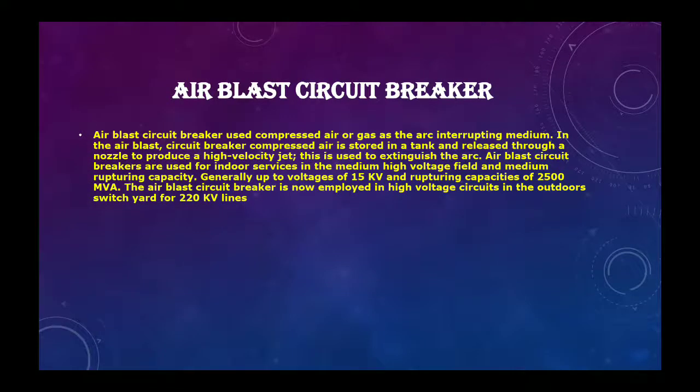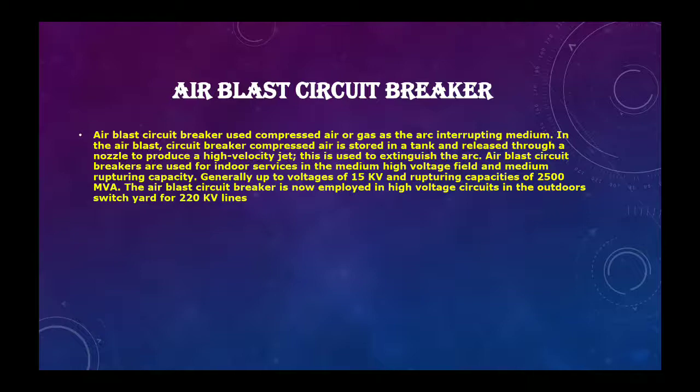The air blast circuit breaker uses compressed air or gas as the arc interrupting medium. Here, compressed air or high pressure air or gas is used to sweep the arc physically. In the air blast circuit breaker, compressed air is stored in a tank and released through a nozzle to produce a high velocity jet. This is used to extinguish the arc.